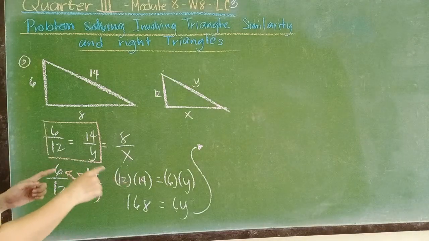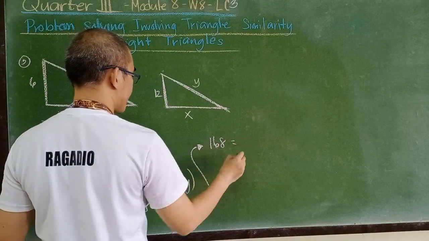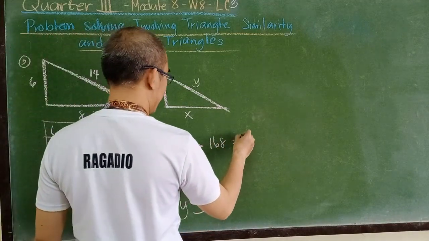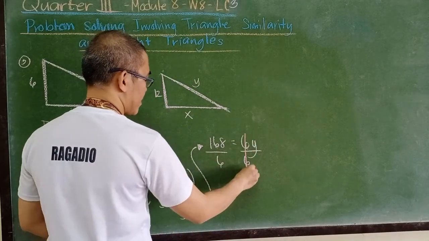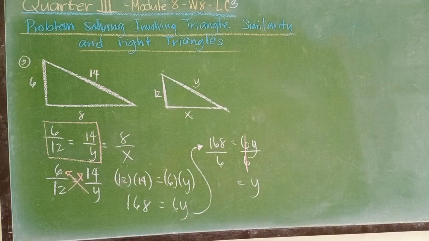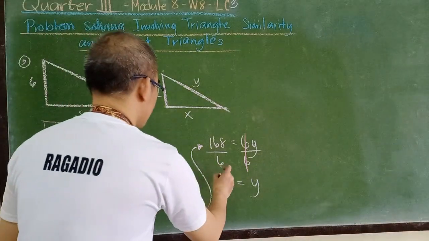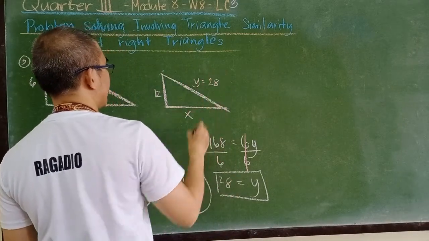Next is, we will divide both sides by 6 para makancel natin yung 6 na kasama ng y. So 168 divided by 6. So this will be cancelled out. So you have y. And then 168 divided by 6. So that is 28. So yung longest side natin ay 28.